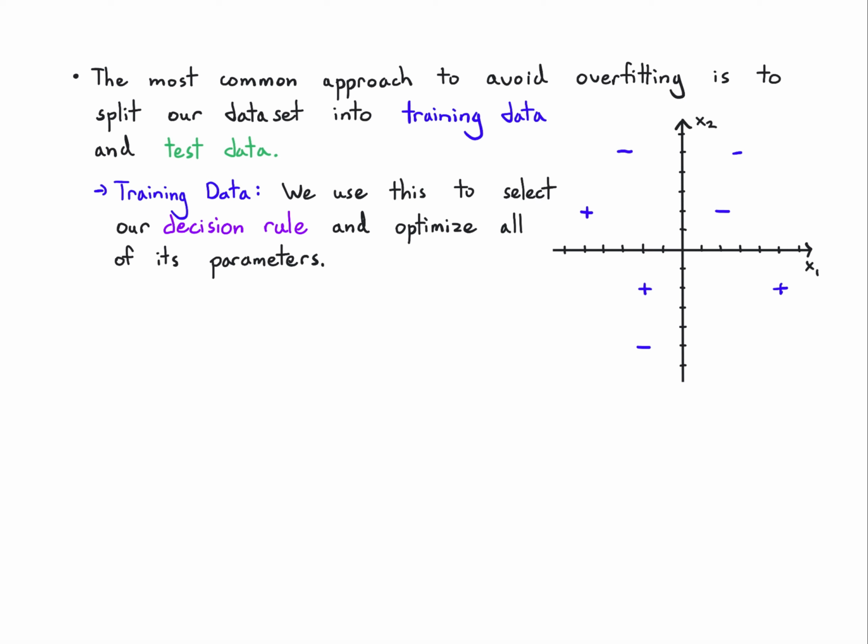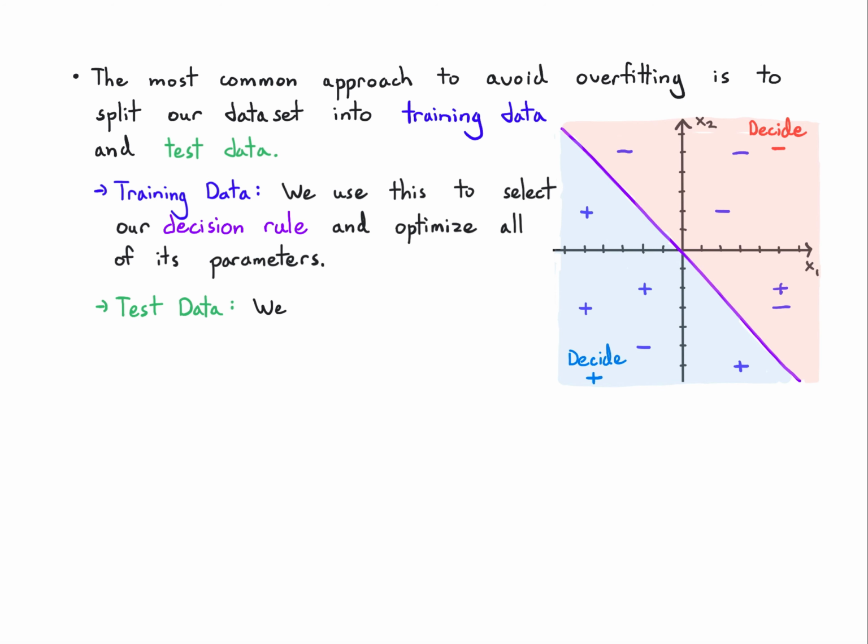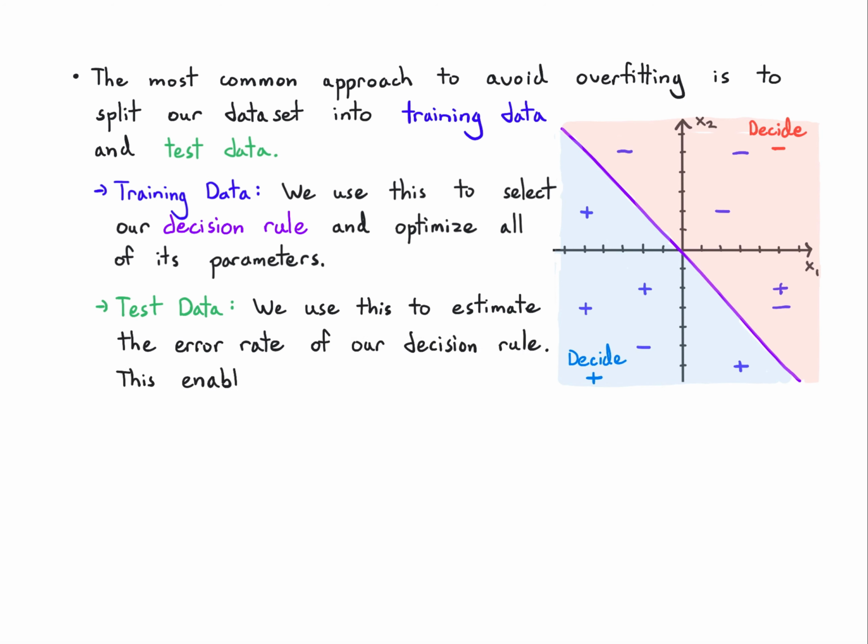Okay, here's my training data. This is a different 2D example, and I fit this decision rule. Okay, so I came up with this boundary. It does make a couple of mistakes, but that's going to be my decision rule. I'm also going to have my test data. Okay, so my test data I'm using exclusively to estimate the error rate of my decision rule. The reason I need this is it helps me compare different approaches, okay?